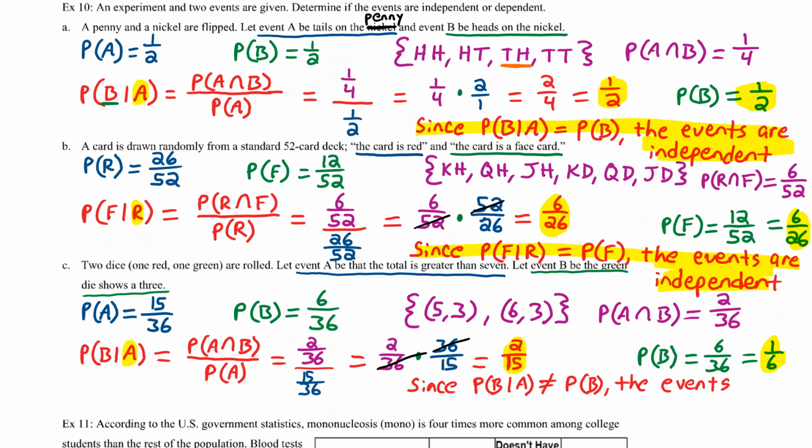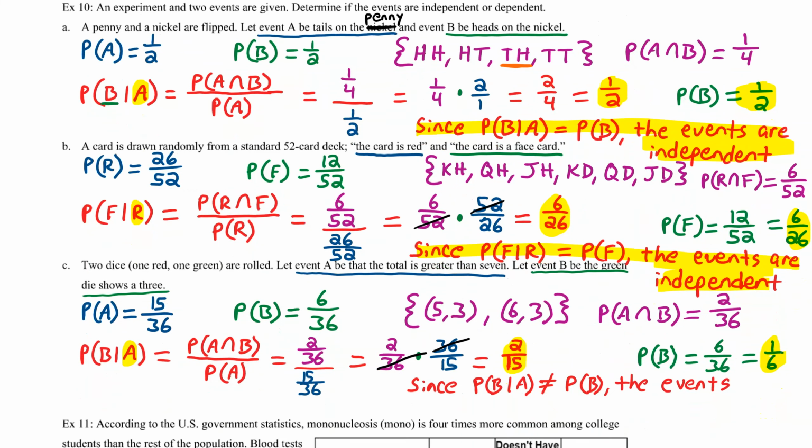Blood tests for the disease are not always 100% accurate. So we have a table here that summarized information they've collected on various students, from whether the blood test was positive or negative and whether or not the student actually has mono or not. So for part A, it says if a student is selected from a group, find the probability that a student has mono given that the test is negative. So we're looking for the probability of mono given that negative test result.